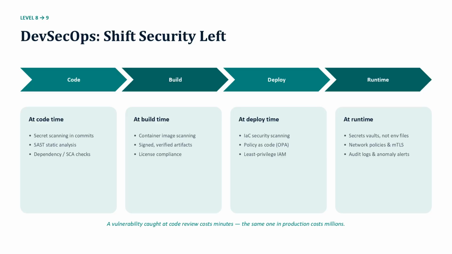Traditionally, security was a gate at the very end, a review 1 week before launch that found problems far too late. DevSecOps shifts security left, building it into every stage of the pipeline. At code time, scan commits for leaked secrets, run static analysis, and check dependencies for known vulnerabilities. At build time, scan container images and sign your artifacts so you know exactly what's running.